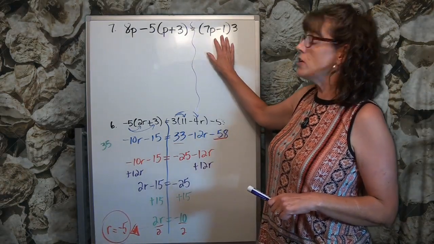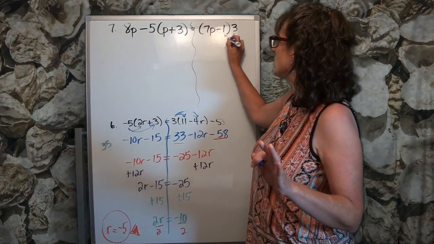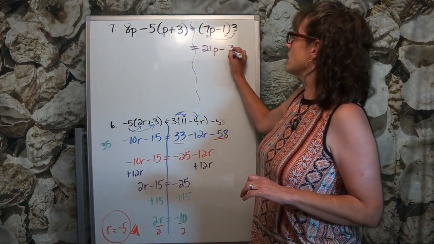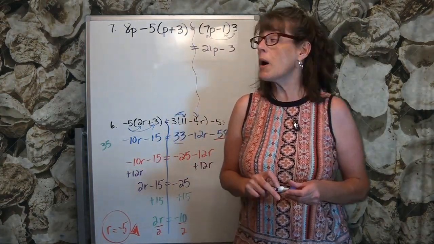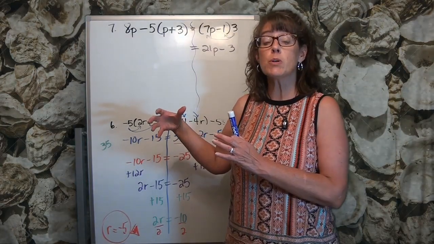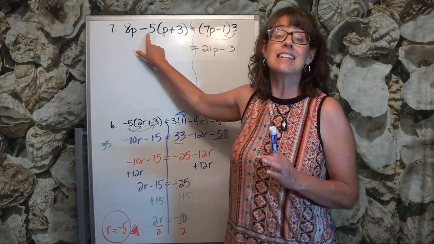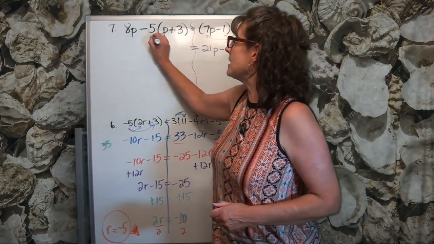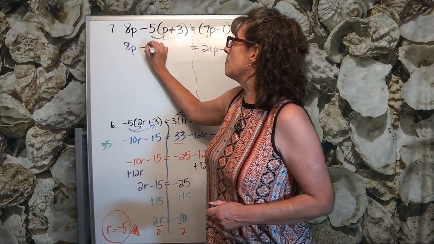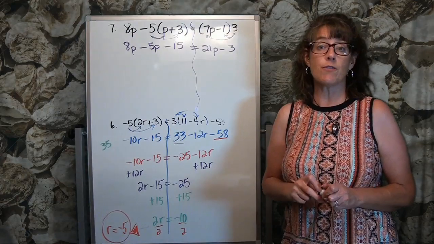So this side, notice it's not simplified because we have the parentheses. You know what to do. You know to distribute to get rid of that parentheses. So we've got a 21p minus 3. And on this side, another problem here with, we got the parentheses. Now, when you go to distribute, remember the name tag goes with it. This isn't just a 5, it's a negative 5. So distribute that negative 5 through that parentheses, so you'll get an 8p minus 5p minus 15, because negative 5 times 3 is a negative 15.